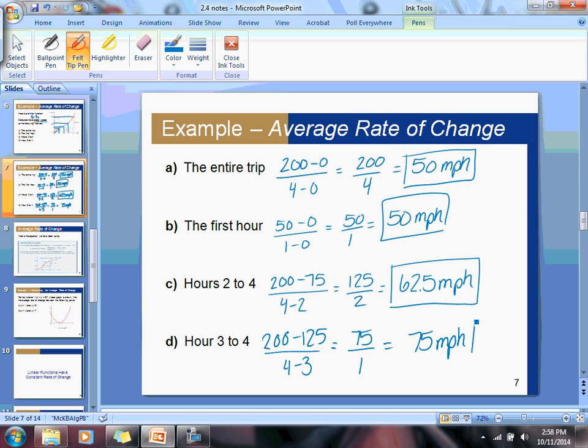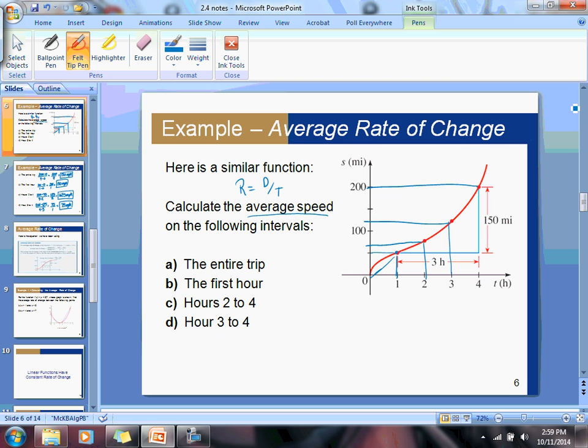So in that last part of the trip, we really speed up. And that you can see in the graph. We're starting off slow in the beginning, getting a little faster in the middle of the trip, and then really speeding up at the end of the trip. And that's what the graph does. It starts off slow, speeds up a little bit, and then really starts to speed up.